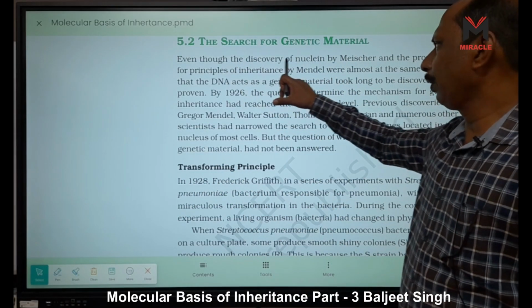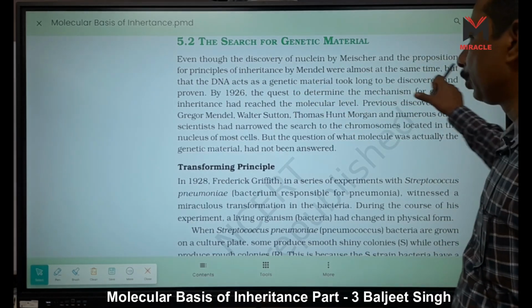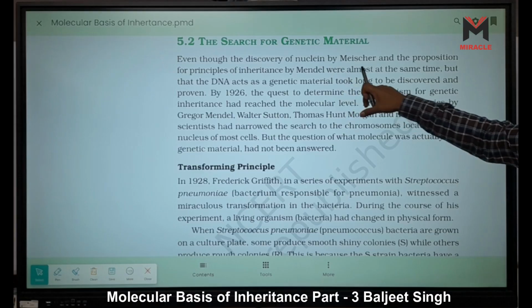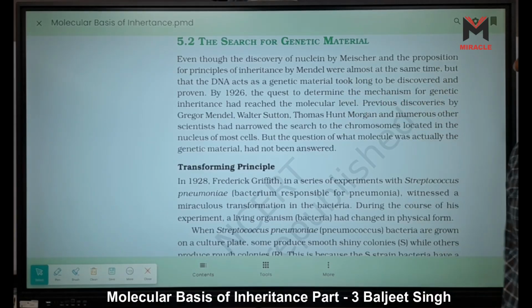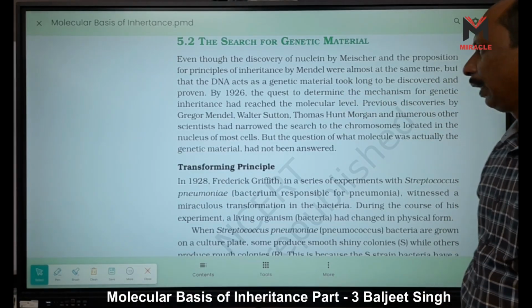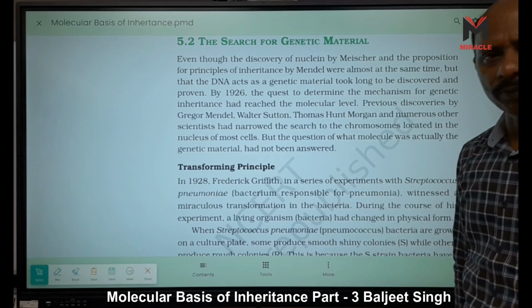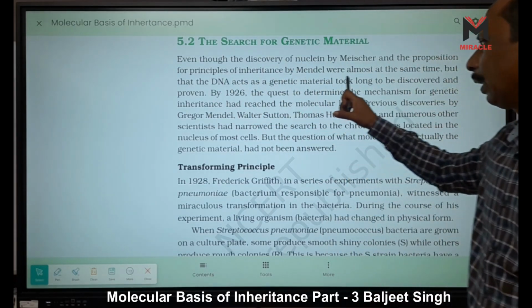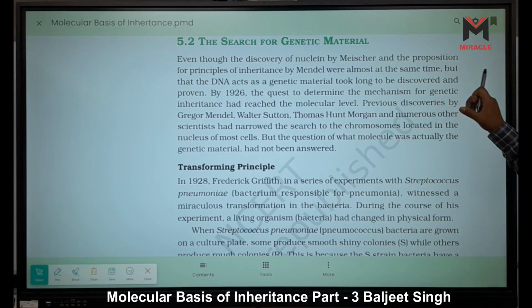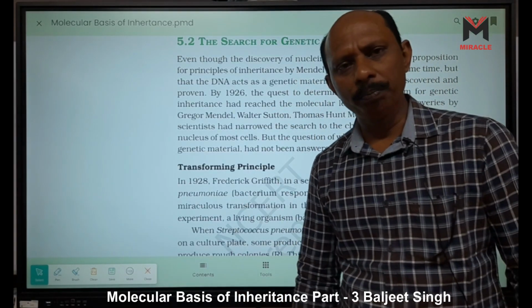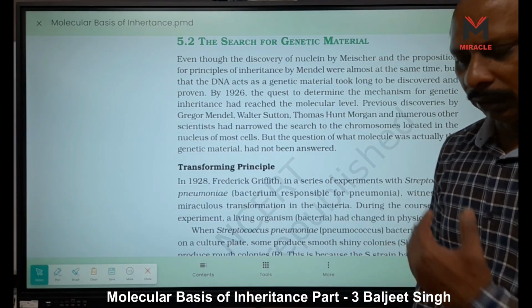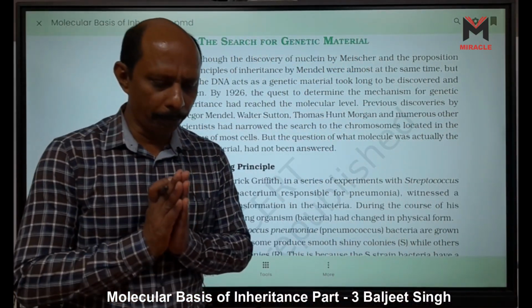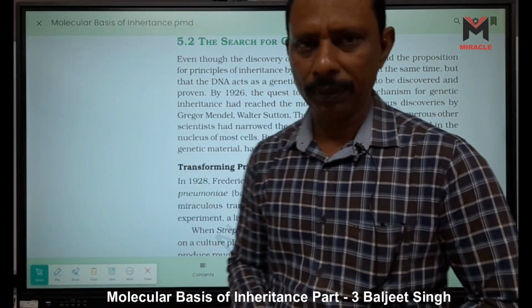Even though the discovery of nuclein by Miescher and the proposition of the principles of inheritance by Mendel were almost at the same time, around 1869, DNA as the genetic material took very long to be discovered and proven. As we understood in the last lecture, it took more than 90 years.